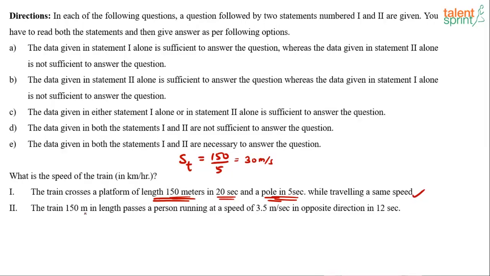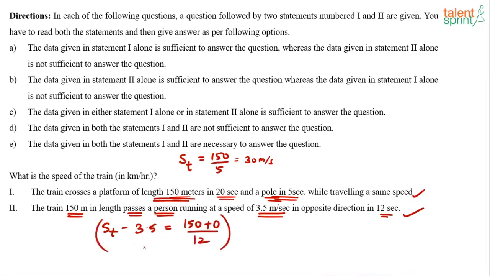2 alone: a train 150 meters in length passes a person running at a speed of 3.5 meters per second in the opposite direction in 12 seconds. Yes, I know the speed of the person. I know the length of the first body. The length of the second body should be 0. I know they are traveling in the same direction, so relative speed will be the difference of speeds. I know the time taken. Can I get the speed? Yes. What will the equation look like? Speed of the train minus 3.5 meters per second should be equal to 150 plus 0 divided by 12. One equation, one variable, I can solve. So 1 alone gives me the answer, 2 alone also gives me the answer. Hence option C. Either 1 alone or 2 alone will give us the answer.